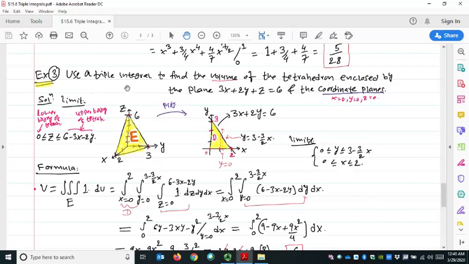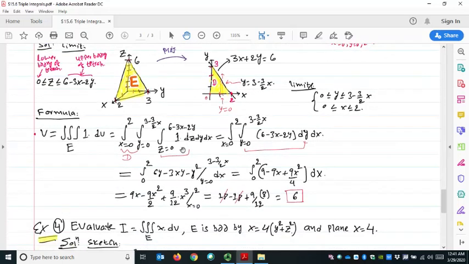Then let's use a triple integral to compute the volume. Our formula is volume equals the triple integral of 1 dV. Then pick dV equals, in this order, dz dy dx. The inner integral is the z integral with z bounds 0 to 6 minus 3x minus 2y. The middle integral is the y integral with y bounds, y equals 0 to 3 minus 3/2 x. And the outer integral is the x integral with x bounds, x equals 0 to 2. Great. Let's integrate first with respect to z.